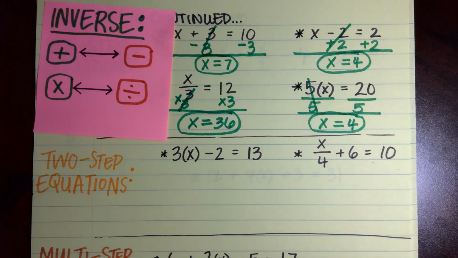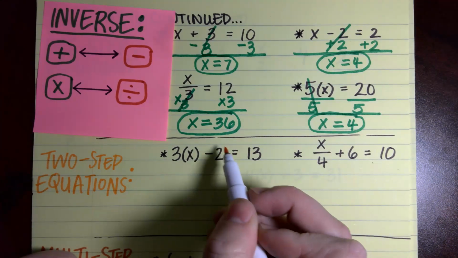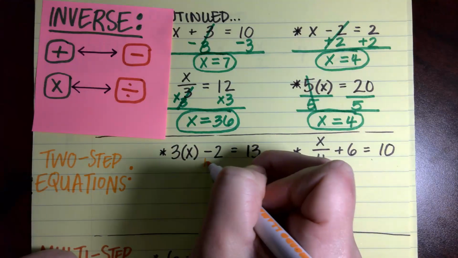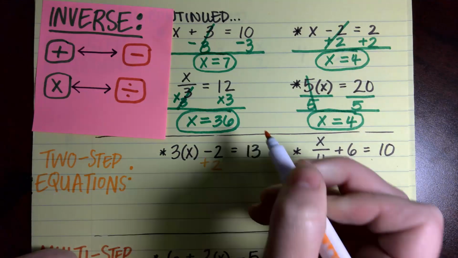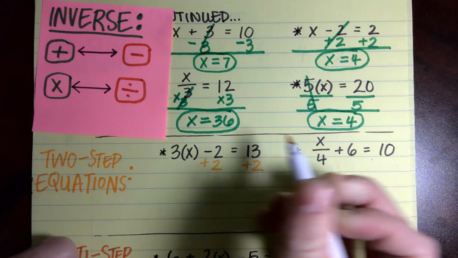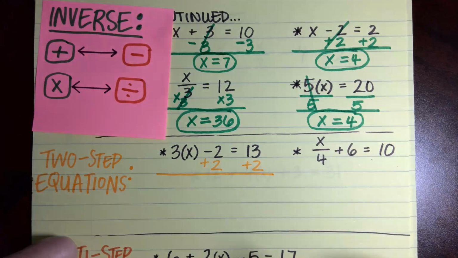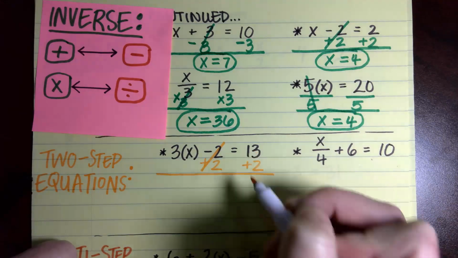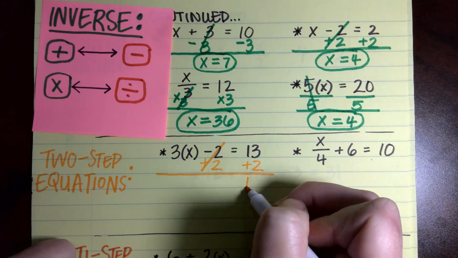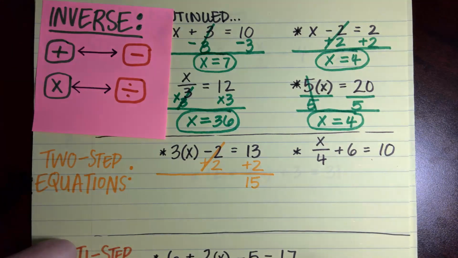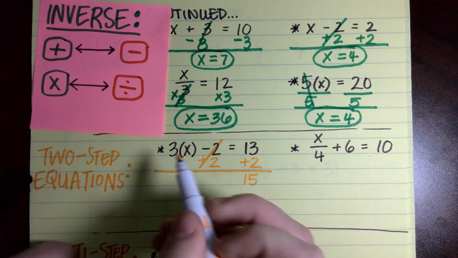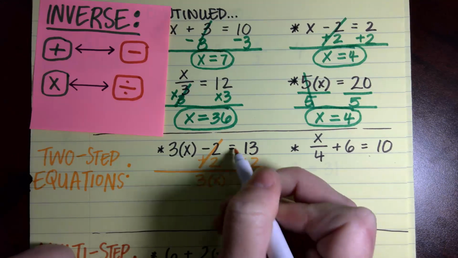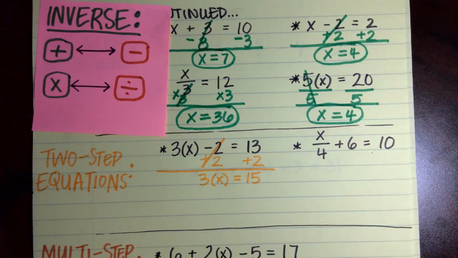Yes. So we want to get rid of our subtraction first. We have minus 2, so we'll do plus 2, and we do that to both sides. So our 2's are going to cancel, and then 13 plus 2 is 15. And then I'm going to bring everything down. I have 3 times x equals 15.